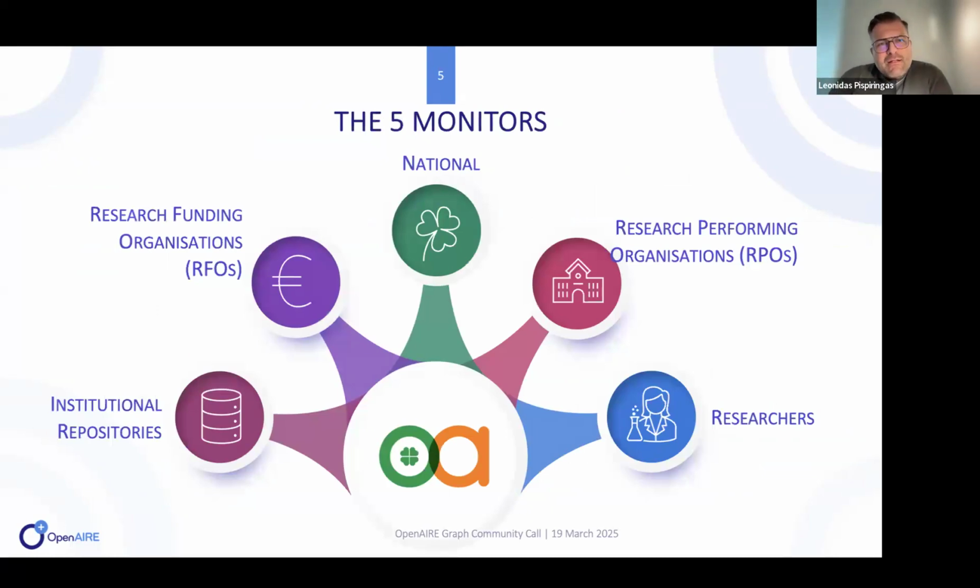So, the National Open Access Monitor of Ireland is comprised of 5 monitors. We have the National Monitor, which visualizes the national research output of Ireland. And then we have the breakdowns of 4 other monitors regarding the research funding organizations, the RFOs, the research performing organizations, the RPOs. And also we have the monitors for the institutional repositories that are registered into OpenAIRE, and of course we have also the researcher monitors.